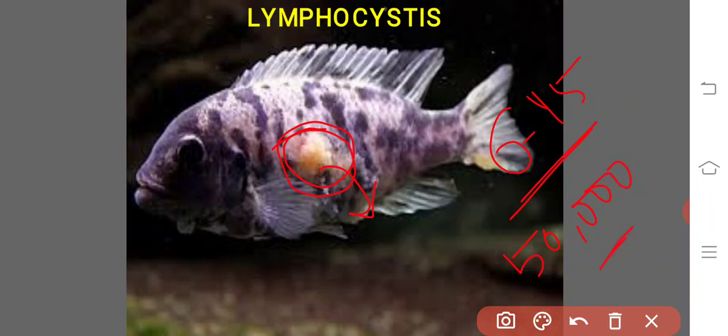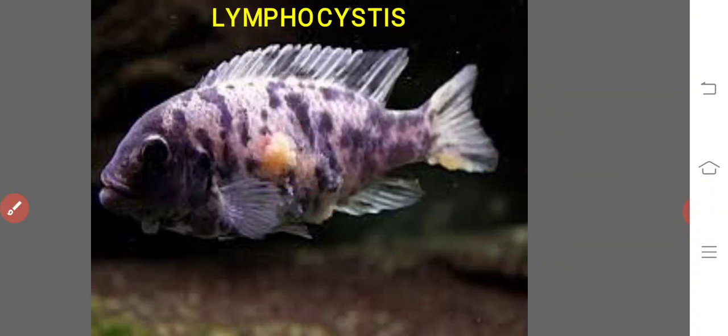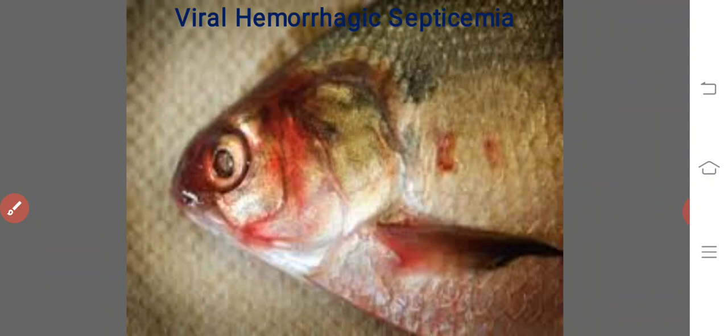50,000 times more. The only control measure is the prevention of the disease. That's it. It is a lymphocystis. Coming to the viral hemorrhagic septicemia. This is caused by the unequal shaped fish virus with RNA.